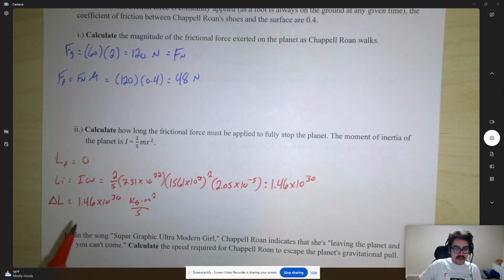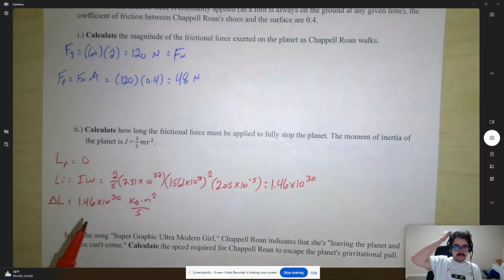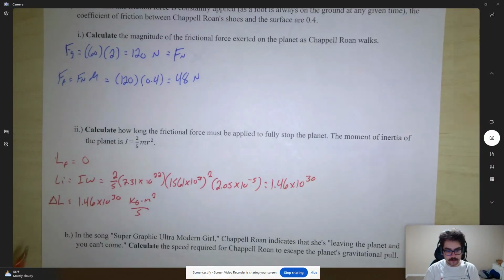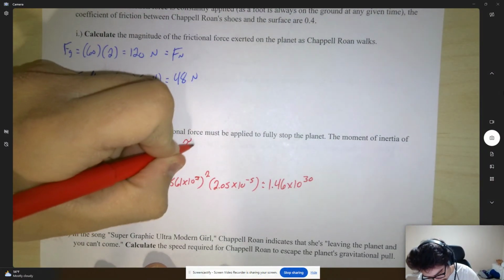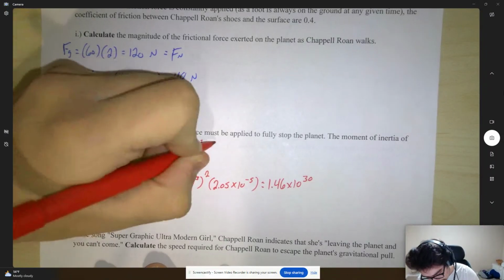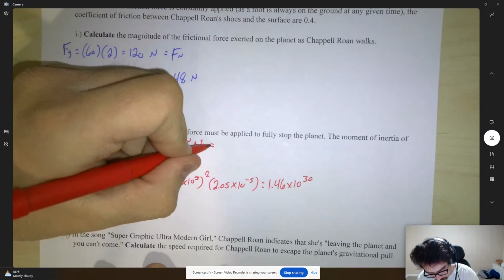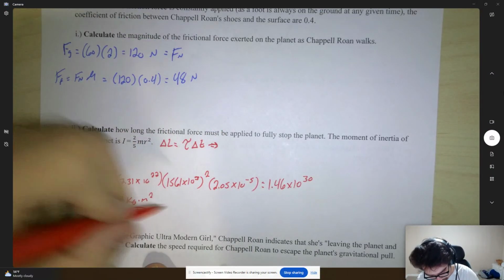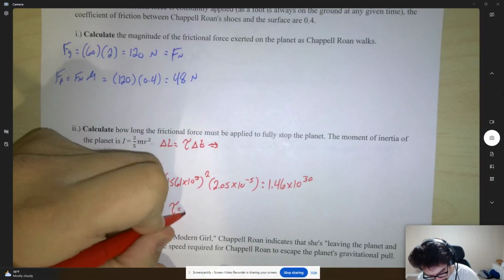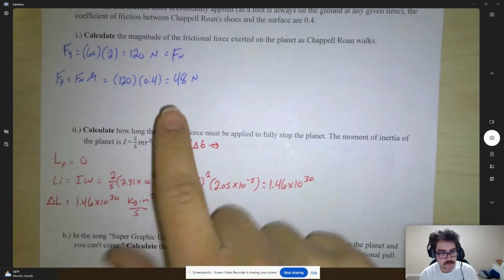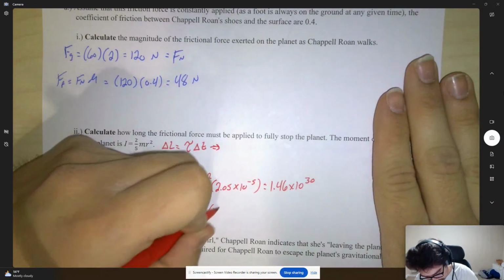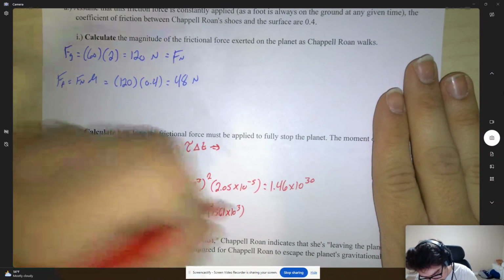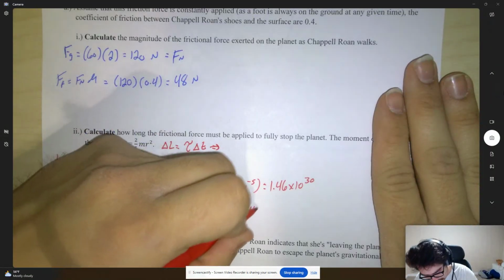Then I can say that the angular impulse is also equal to a torque times a time. Torque is equal to R times the force exerted. We already know the force exerted is 48, and the radius is that of the planet. So this is going to be 1561 times 10 to the third times the force, which is 48.